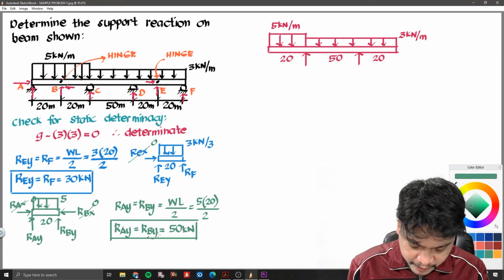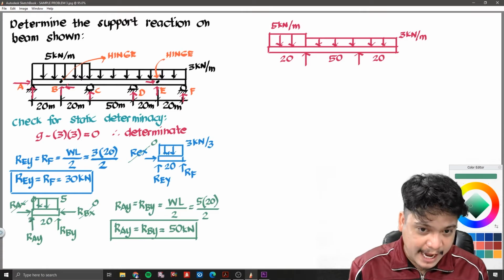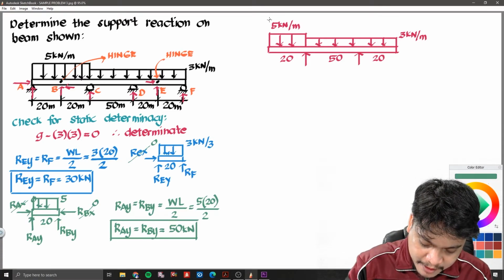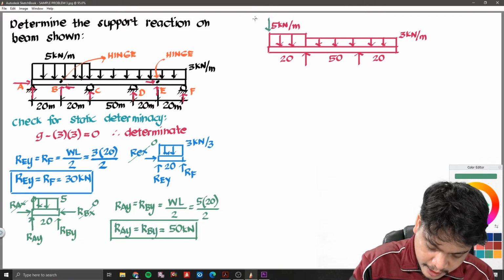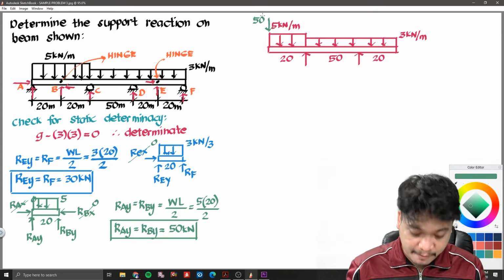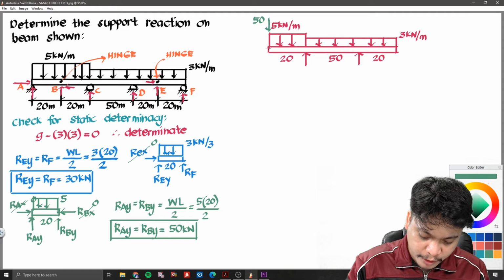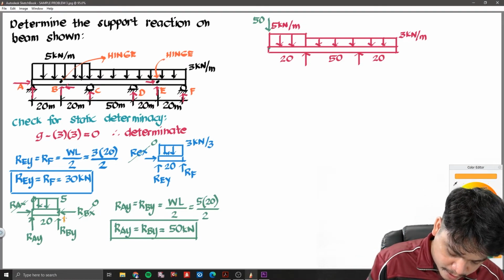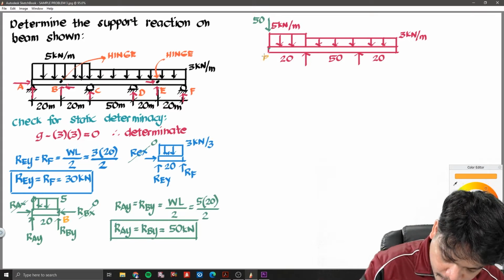But I have now the reaction at RAY na pataas. Okay? Pagdating dito, ibababa ko naman siya. So, meron ako ditong RAY. So, that's around 50 kilonewton. Sorry, RBY. RBY. Ito yung point na yon. So, B. So, remember this point, which is B. Ito rin yung point ng B na to, no?